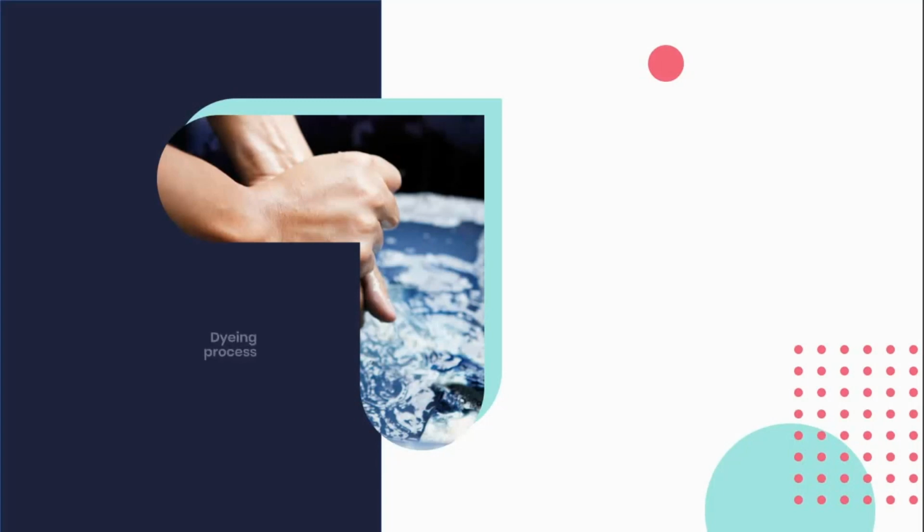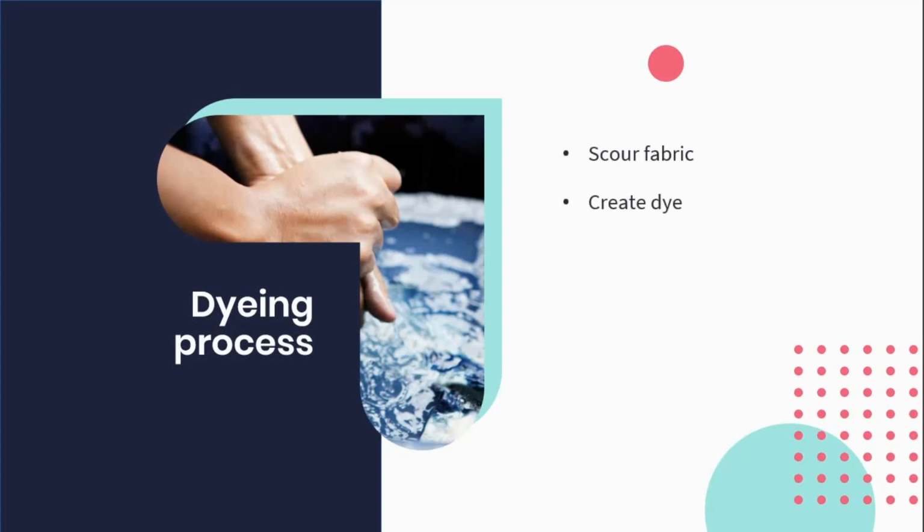Let's look at the dyeing process. The overall process will be something along these lines. Score your fabric, create your dye, mordant your fabric, dye the fabric, and you can dip it once or a few times, rinse, and dry the fabric. Let's quickly go through all of these steps.